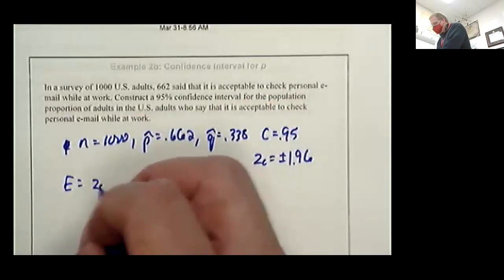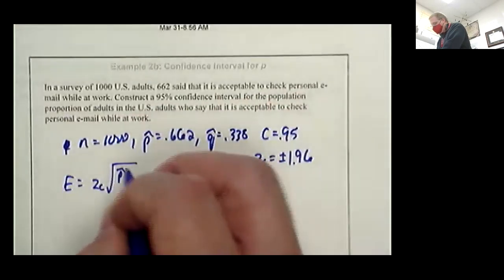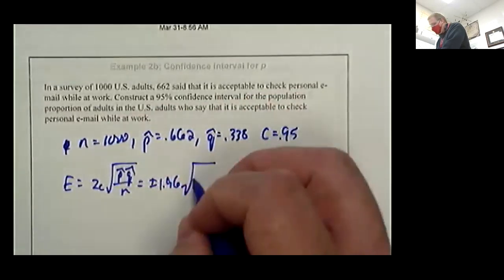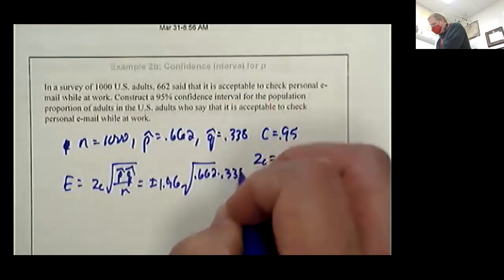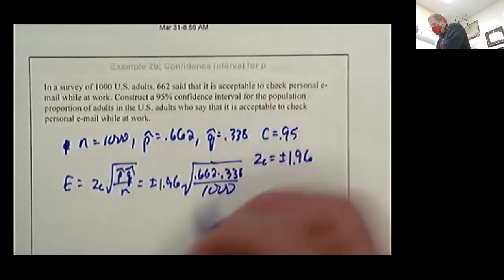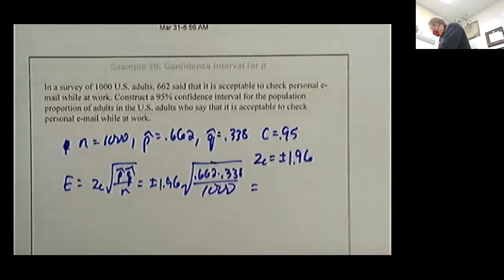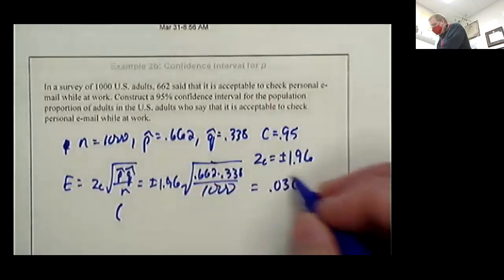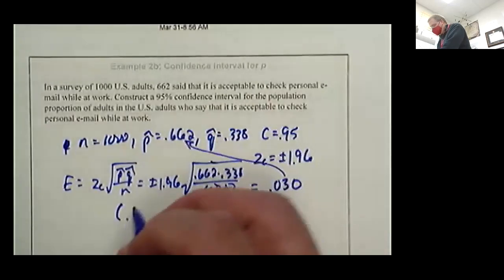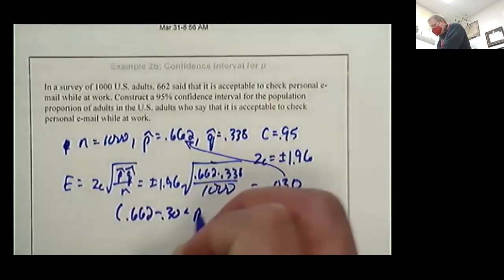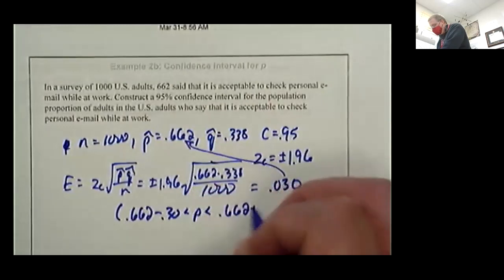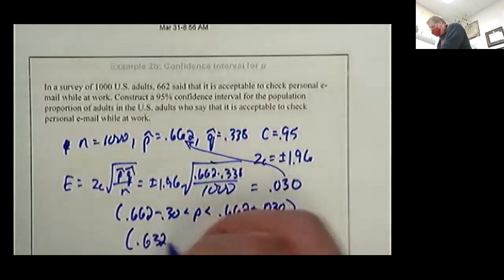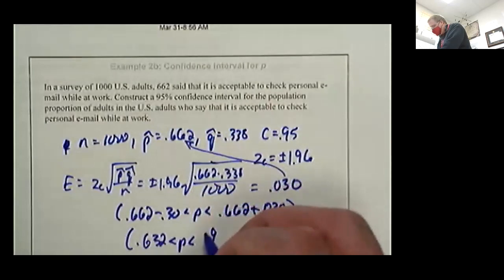Our error then is our Zc score times the square root of p hat q hat over n. That's plus or minus 1.96 times the square root of 0.662 times 0.338 all over n, which is 1,000. And we'll type that into our calculator, and we get, again, funny enough, 0.030. So we're going to take that again to our point estimate. So our 0.662 minus 0.030 is less than p is less than 0.662 plus our 0.030. And that is 0.632 less than p less than 0.692.